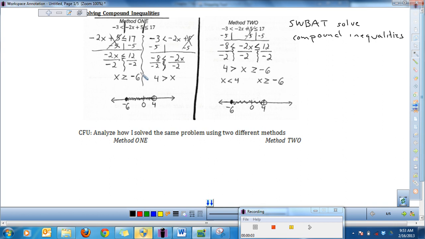So, method 1, you should have noticed that what happened was you need to think of these inequality signs as having two different sides to the inequality. You can read it from this side, or you can read it from this side. So we separated them into two different sides and solved. Then we graphed our two inequalities. So method 1 requires you to separate into two inequalities.